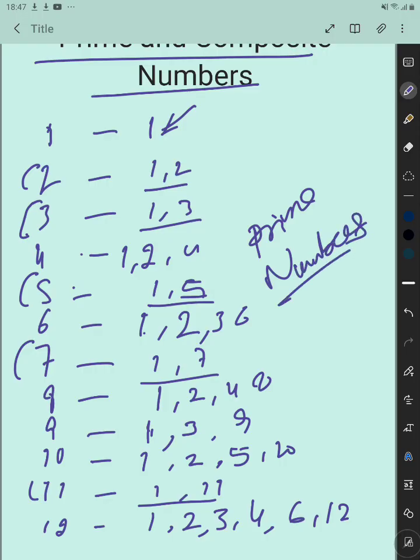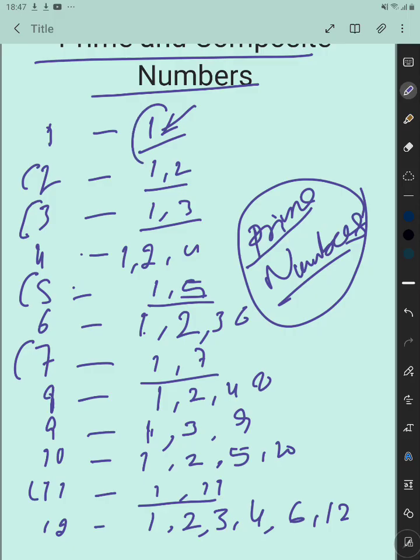Those numbers which can be divided only by 1 or the number itself, that is, numbers having only two factors, will be called prime numbers. And what about 1? One is not a prime number.